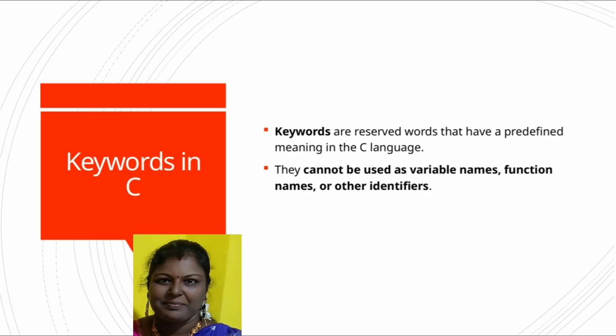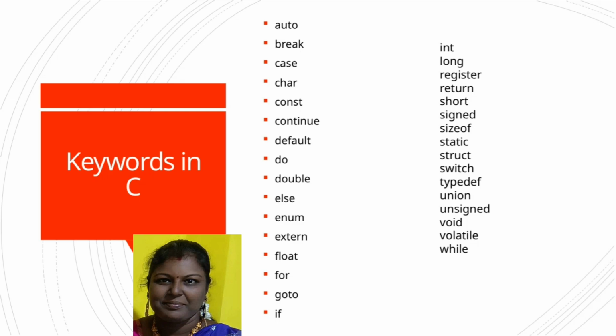Here, we have a list of keywords in the C programming language. These words are reserved, they have special meaning and can't be used for anything else, like naming variables or functions. They form the building blocks of C's syntax, controlling everything from data types, like int and float, to flow control with if-else and while. Understanding these keywords is essential. They're the vocabulary that lets us write clear, efficient code.